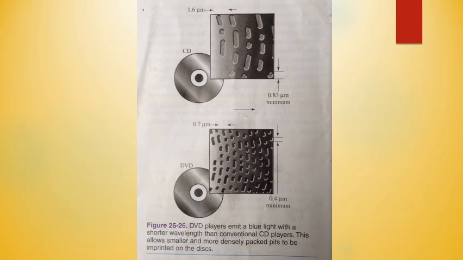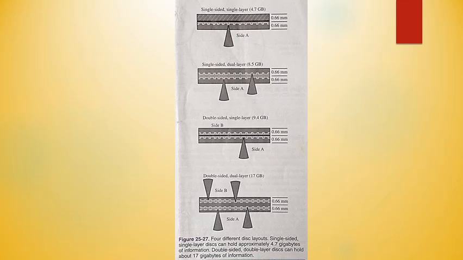This allows more data to be stored on a disk. The double-sided dual-layer disk can store up to 17 gigabytes of data, or 8.5 gigabytes on each side of the disk. That is seen in 25-27.